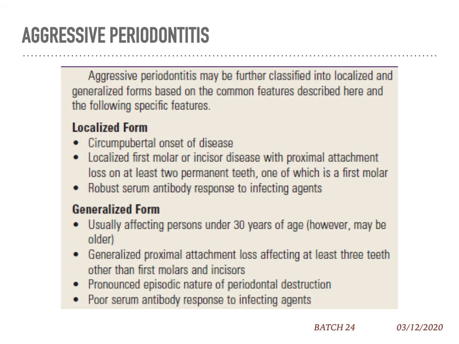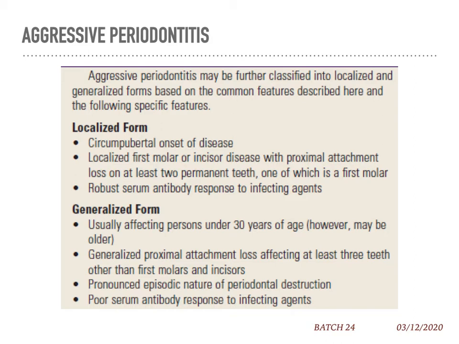So aggressive periodontitis may be further classified into localized and generalized. Here it is totally different from how we classified chronic periodontitis. We classified chronic periodontitis into localized and generalized based on the number of sites involved, whether it is less than 30% of the sites or more than 30% of the sites. Whereas in aggressive periodontitis, the classification is totally different.